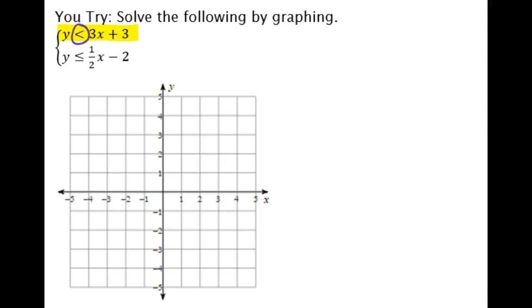I noticed two things. Number one, it does not have a bar underneath it, so that means I'm going to use a dotted line. And then it's also a less than sign, so that means I'm going to be shading below the line.